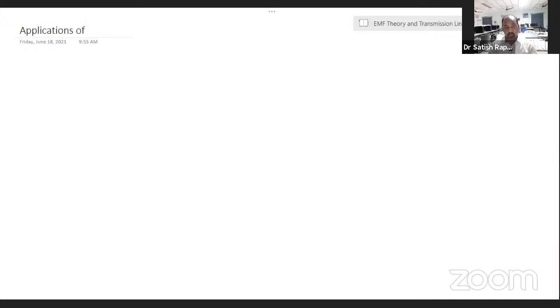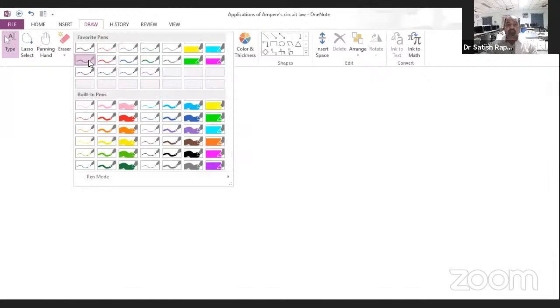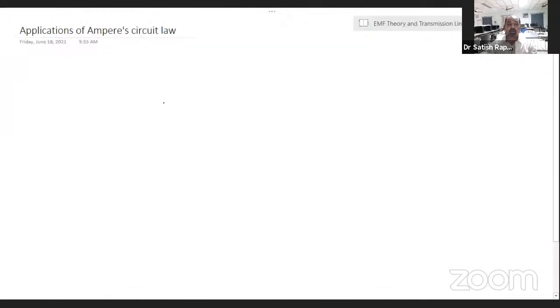Let us move on to the applications of Ampere's circuit law. Earlier we have seen applications of Gauss law, so here we are looking at the applications of Ampere's circuit law.